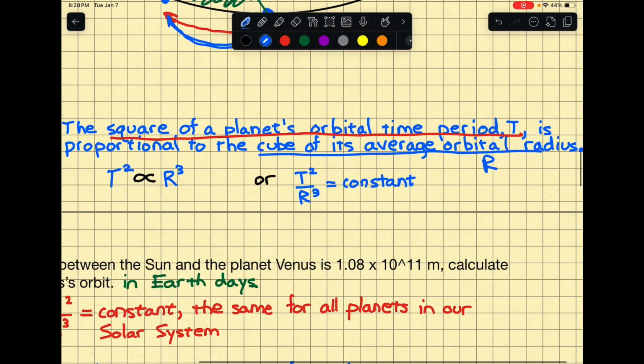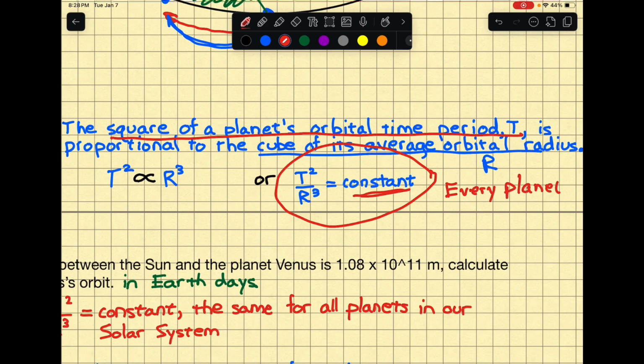Now this seems very obscure, except this is where this gets pretty powerful. This T squared divided by R cubed, if we could find that out, for example, for the planet Earth, then that same constant, the same T squared divided by R cubed, is going to be the same for every planet in the solar system. And that does become pretty useful.